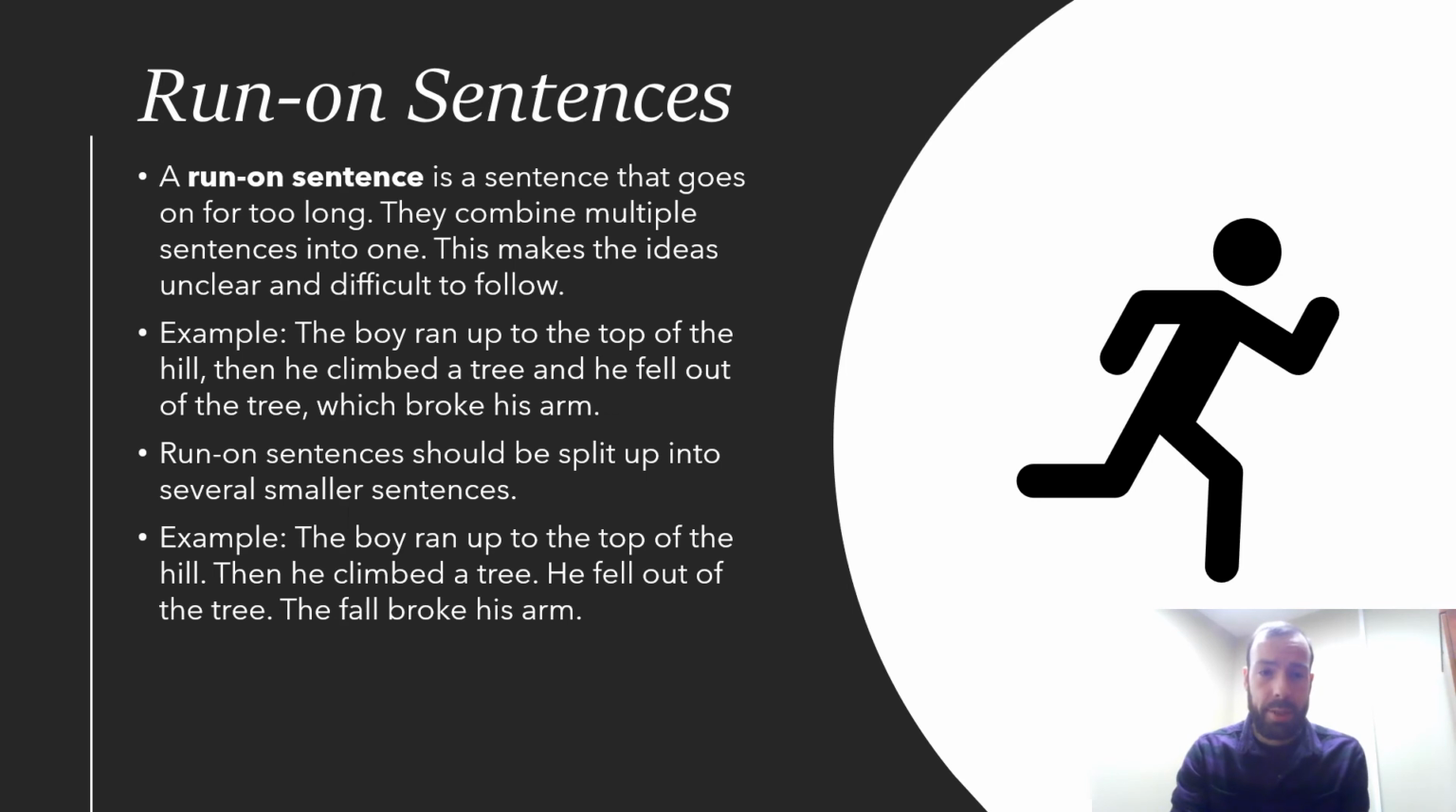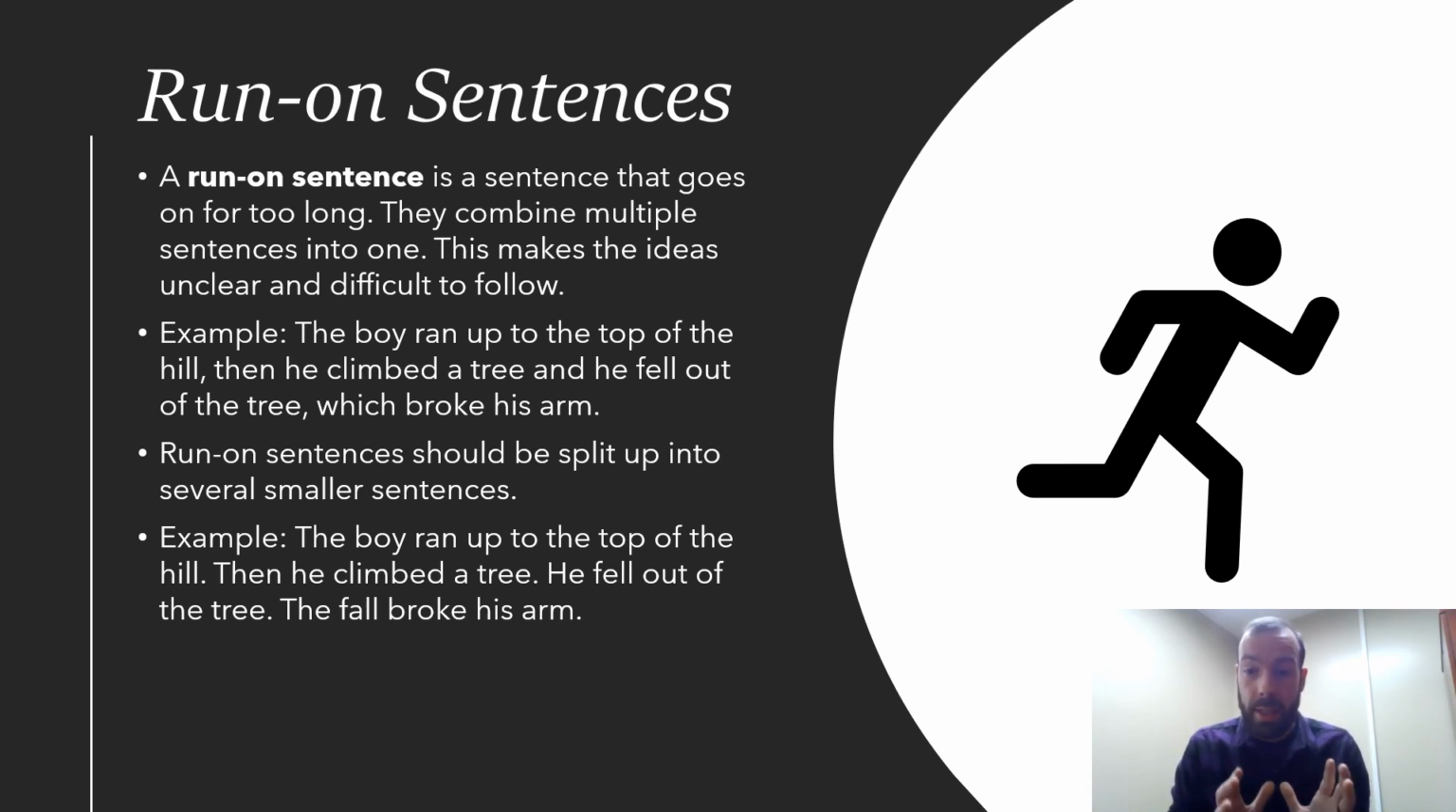Run-on sentences. Run-on sentences are sentences that go on for too long. They combine multiple sentences into one, and it makes the ideas unclear and difficult to follow. It stops making sense. Here's an example. The boy ran up to the top of the hill, then he climbed a tree and he fell out of the tree, which broke his arm. It goes and goes and goes. It's a whole bunch of clauses together, and you start to lose track of what's happening.